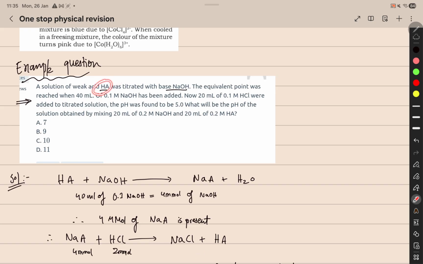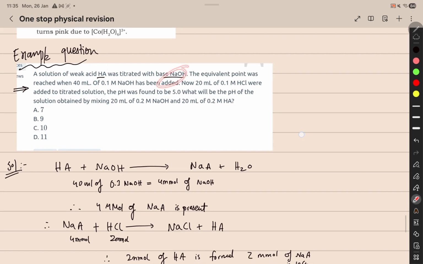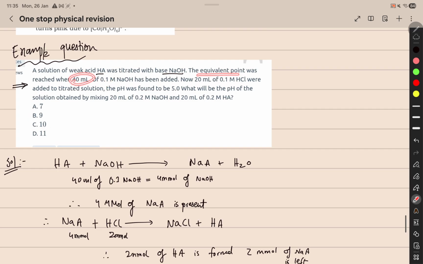A solution of weak acid HA is titrated with base NaOH. The equivalence point is reached when 40 ml of 0.1 M NaOH has been added. Now 20 ml of 0.1 M HCl is added to the titrated solution. The pH is found to be 5. What is the pH of 20 ml of 0.2 M NaOH and 20 ml of 0.2 M HA?